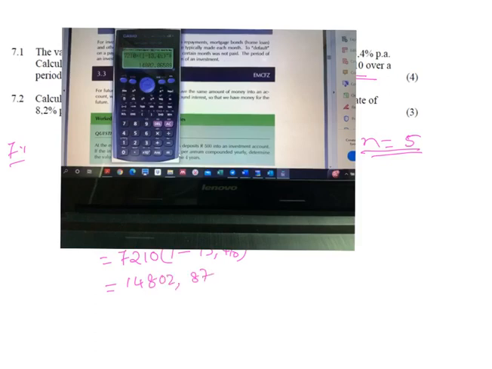14,802.87. It's always better to write in rands, though there will be no marks for writing the rands or no rands, but it's always a good practice. So this is my final principle: the original amount of the laptop is 14,802 and it will depreciate to 7,210 after 5 years if the rate of depreciation is 13,4% on a reducing balance method.